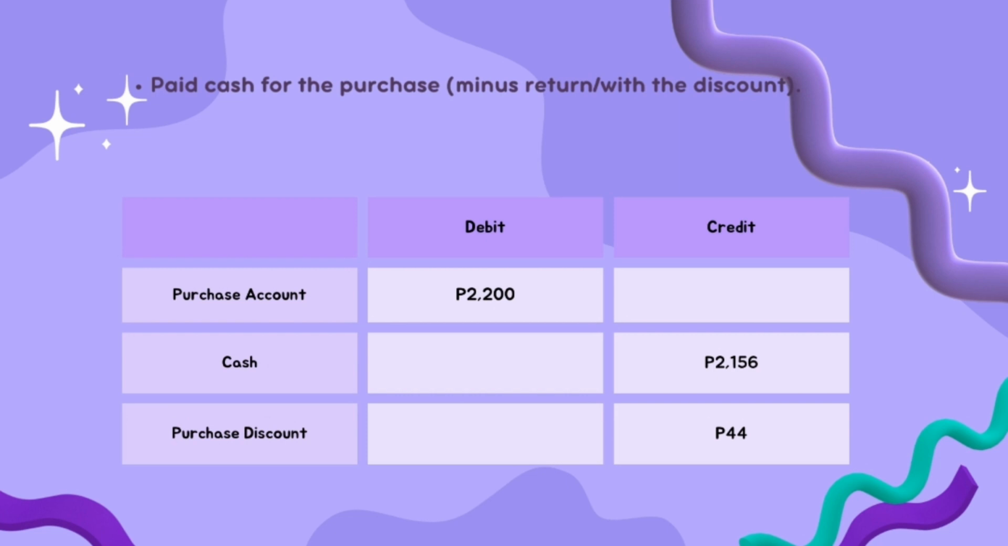Nakuha yung 2,200 kasi 50 items ng una and nagbalik tayo ng 10 so 40 items na lang. Multiply sa presyo ng each item which is 55 so 2,200. Nakuha naman yung 44 pesos na purchase discount kasi 2,200 times 2% discount is 44 pesos. Yung 2% discount is nakuha natin sa first transaction. Yung may 2 over 10 net 30. So, going back to this transaction, para makuha yung cash, 2,200 minus 44 pesos is equals to 2,156.